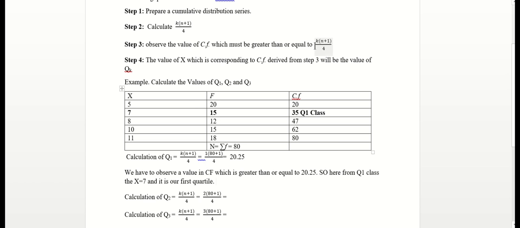Right. So this is how we have calculated Q1. Now next, we need to calculate Q2. For Q2 again, K is 2 and the remaining would remain same, 80 plus 1 by 4. So we will again calculate. So 81 into 2 divided by 4. So this is 40.5.